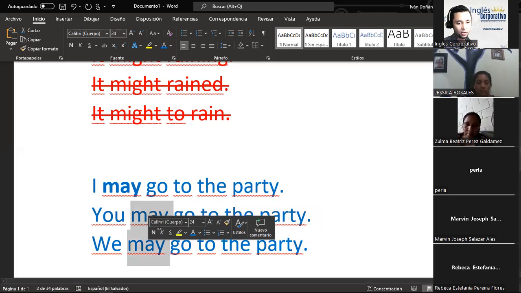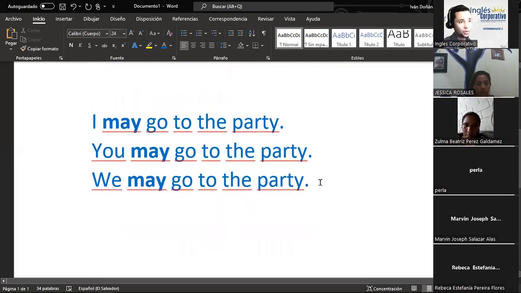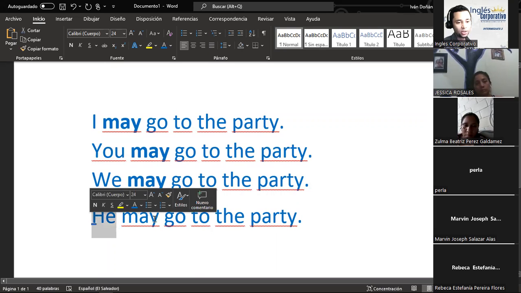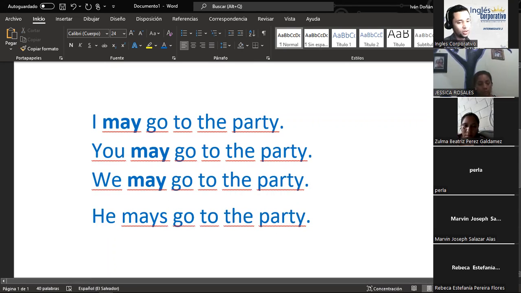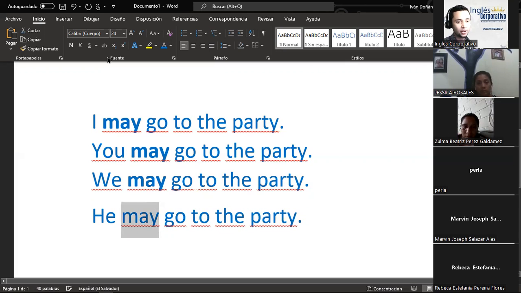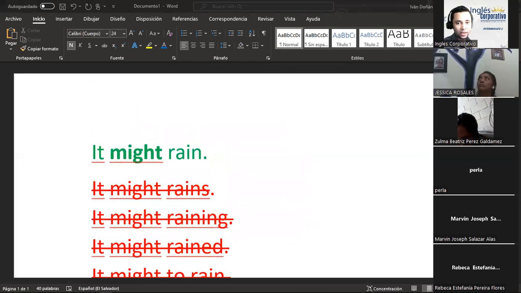You have the modal right here. But then what happens when the subject is he, she, or it? Nothing happens. It doesn't change. You say, he may go to the party. Okay? So you have to be careful. No vayan a cometer el error de decir, ah, como es he, le voy a poner una S a este. No, that's incorrect. Lo mismo pasa acá. Dicen, ah, pero como es he, le voy a poner goes. No. Okay? La regla se mantiene. Modal auxiliaries don't have a special form for he, she, and it. Okay, that's the other rule. Always remember that. Okay, let's continue.